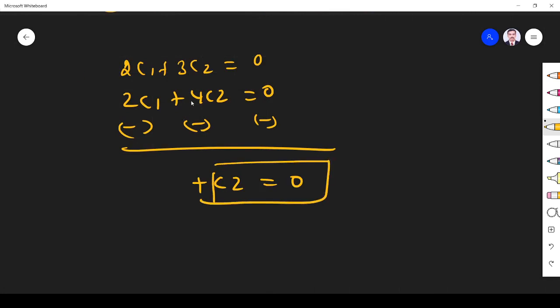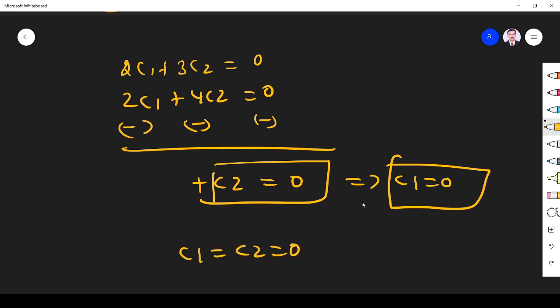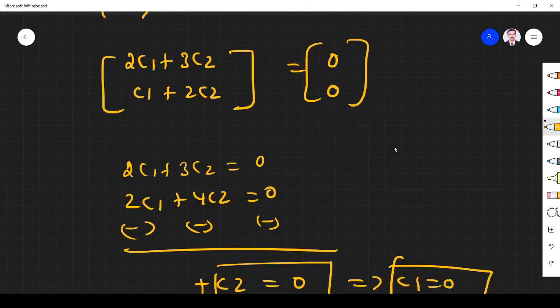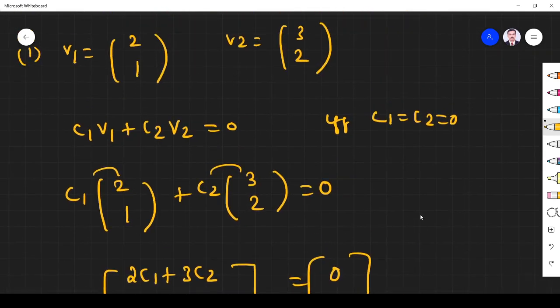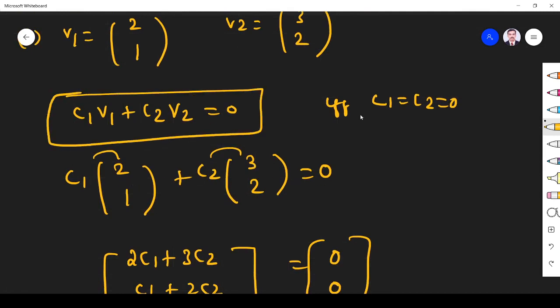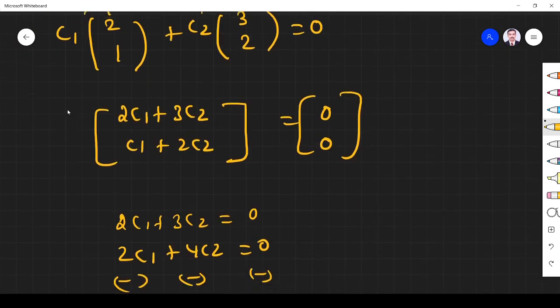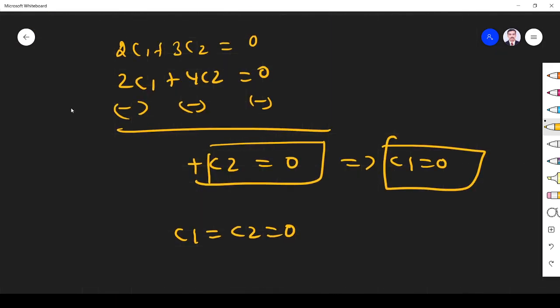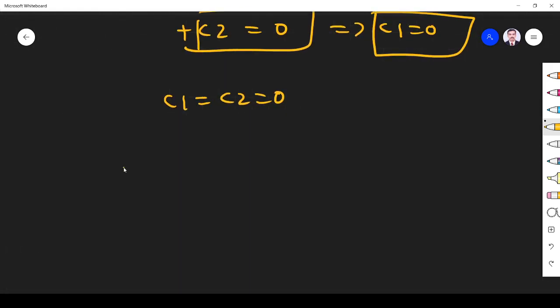Right? c2 is 0, so substitute here: c1 is also 0. So c1 equal to c2 is equal to 0. When you substitute c1 as 0, this becomes 0, and c2 as 0, this becomes 0. So the equation is valid, right? Because c1 v1 plus c2 v2 is 0 for c1 equal to c2 equal to 0. So this condition is satisfied, so these two vectors are linearly independent.